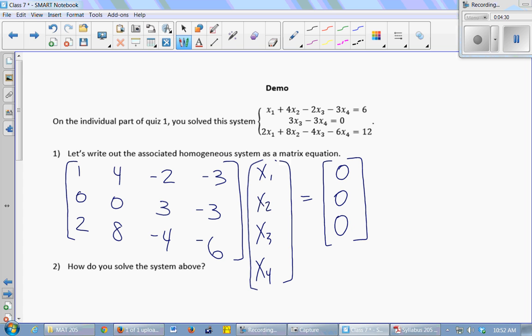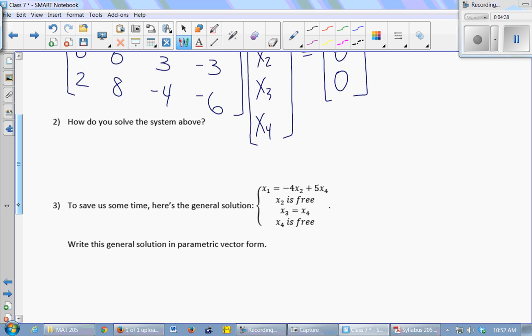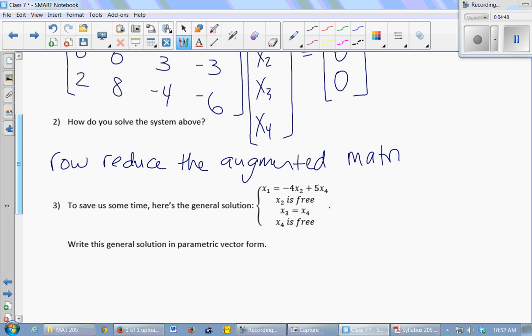How do you solve this thing? Make an augmented matrix and row reduce it. So we're not going to do that because I know you know how. I'm just going to tell you that that's what you do. Set up an augmented matrix and row reduce it to find the solutions. And to save us a little bit of time, here are the solutions.